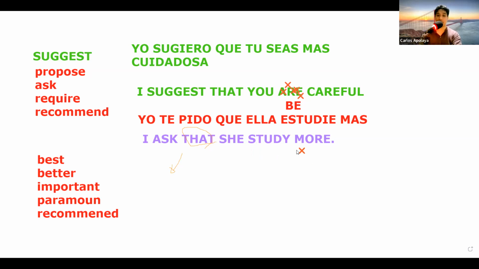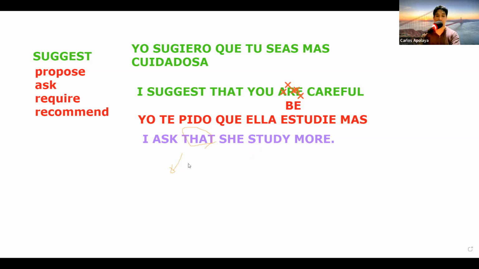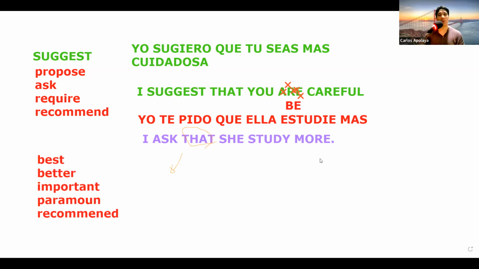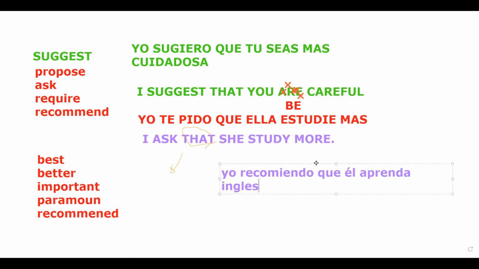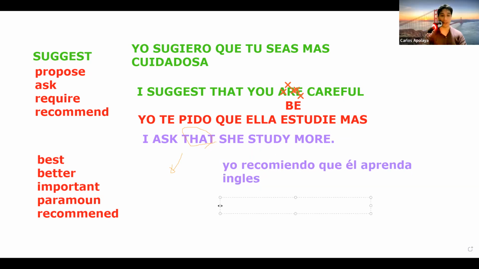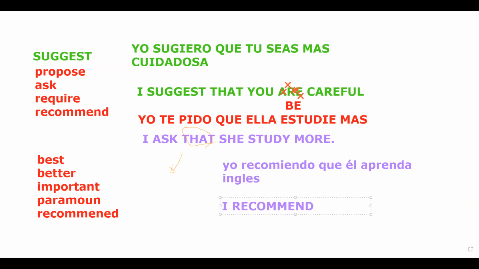Look at this. And remember, you use this grammar when you want to say that something is good for somebody else, like recommend, require. Example, Jimmy and Sarah, how do you say, yo recomiendo que él aprenda inglés, in English? Sarah or Jimmy, tell me. Okay, let's start with Sarah. I recommend.